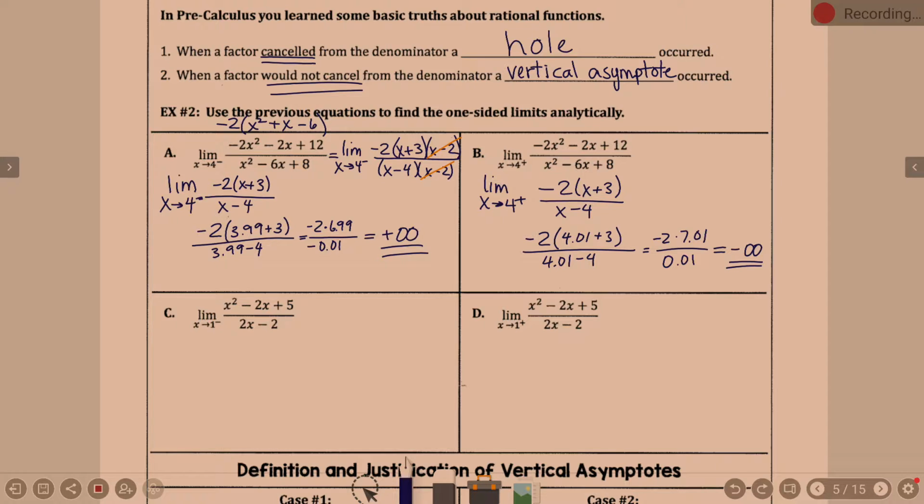Now, does that make sense? X minus 4 is the denominator, yes? It doesn't cancel. So what is x minus 4? A vertical asymptote. Does it make sense that one side's positive and one side's negative? Yeah.